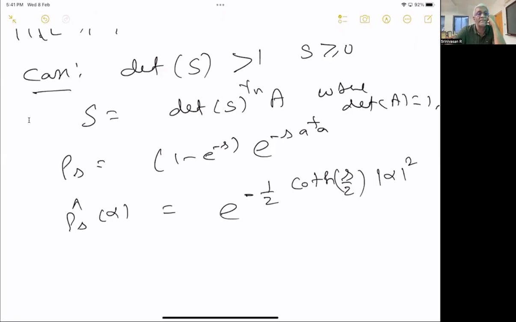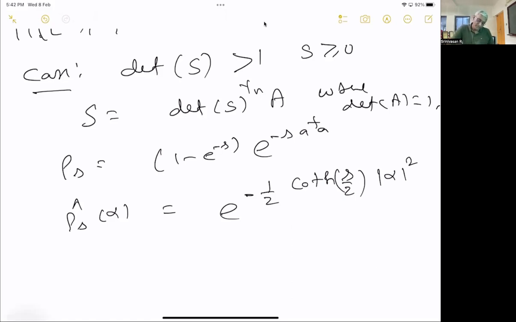I think last time I made a mistake. I didn't calculate it; I gave it as an exercise. So what does it say? Yes, minus ½ coth(S/2). There is no square. So last time I made the wrong statement. Yes, it is coth(S/2).